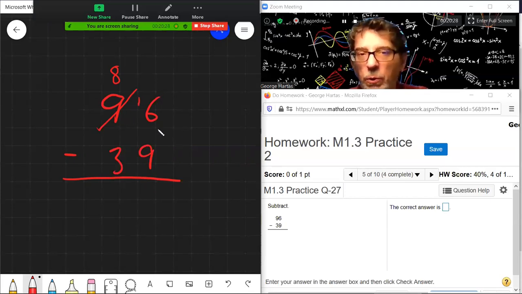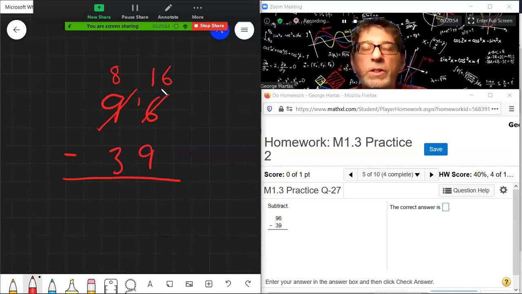Now, this is the old school way of doing it, to put a little 1 there, and this turns into a 16. I believe the way they teach it now in the schools is to just completely slash the 6 out and write 16 here. Either way works. So we borrowed 1 from the 9. The 9 became an 8, and the 6 became a 16.